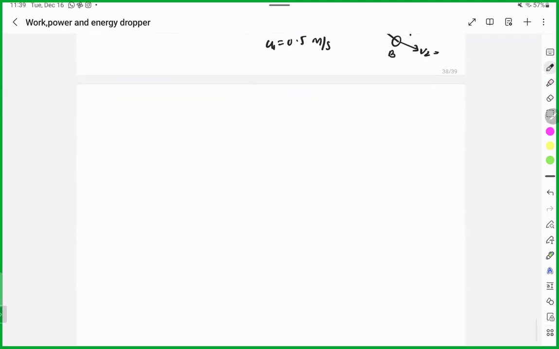Just the last 10 minutes, a few important points. Coefficient of restitution, or coefficient of resilience. Have you heard this name?